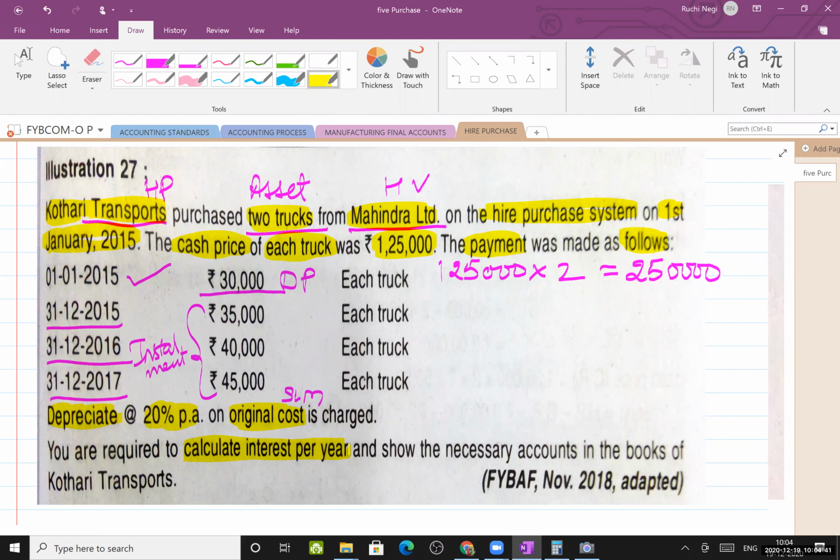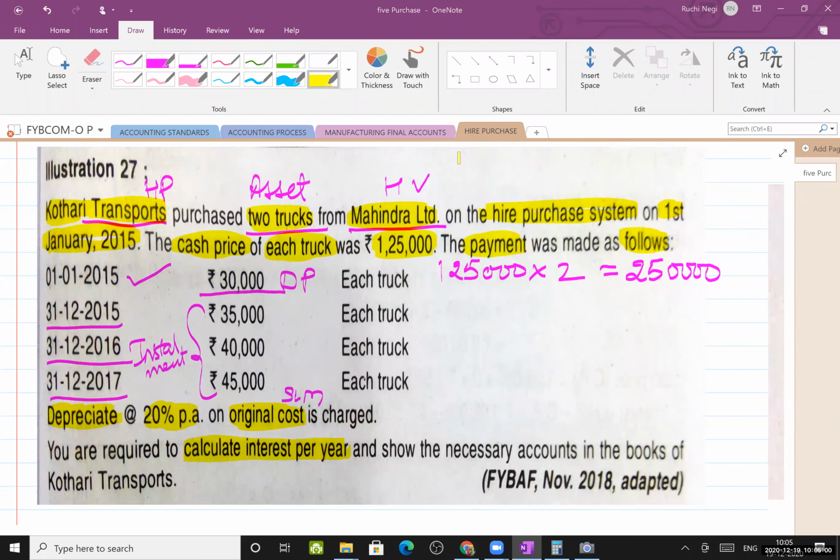Am I clear with the question to everyone? Acknowledge it in the chat box. Question is clear to everyone? Interest is missing in the question, rate of interest. We have to calculate that interest element. Okay?